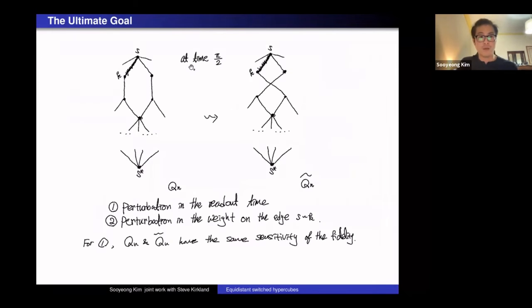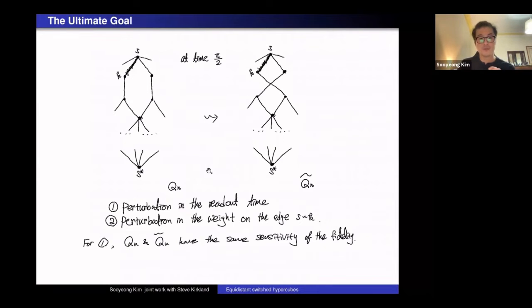Here, let me talk about the ultimate goal of this work. Our goal is to obtain a graph insensitive to the change of the readout time or the edge weight. Here we have Qn, S is any vertex, and S star is its antipodal vertex. Then we are going to obtain Q tilde n by switching these two edges.